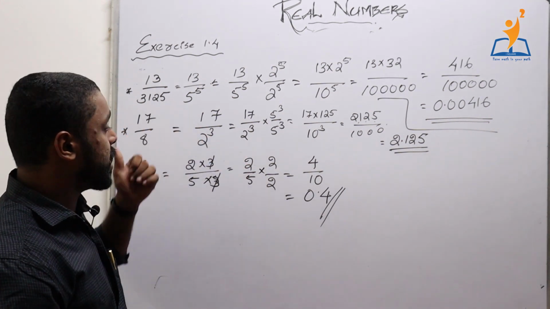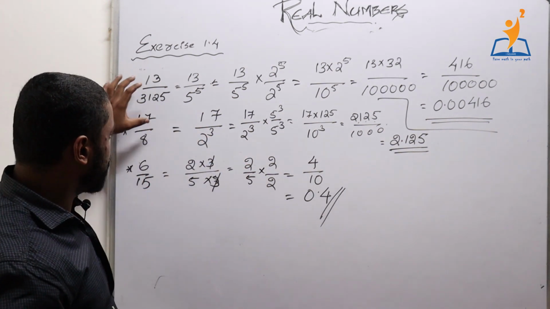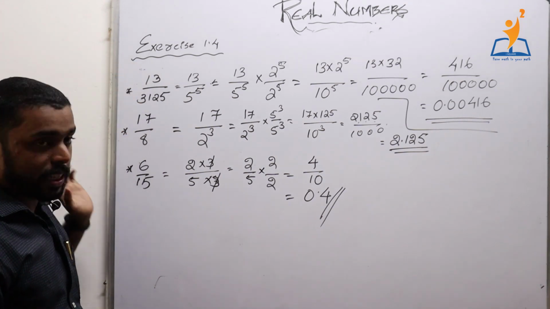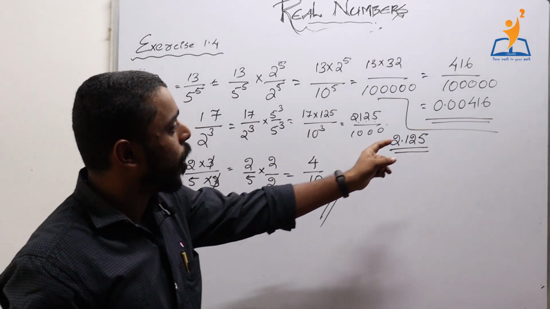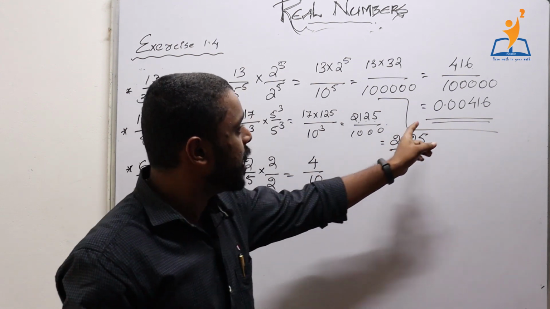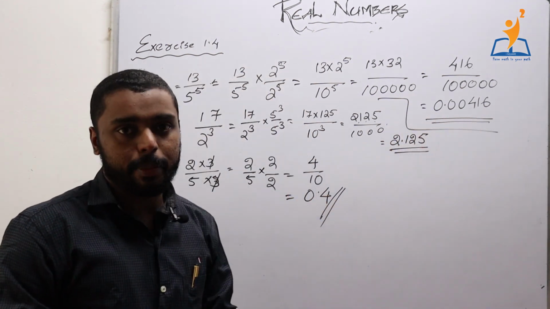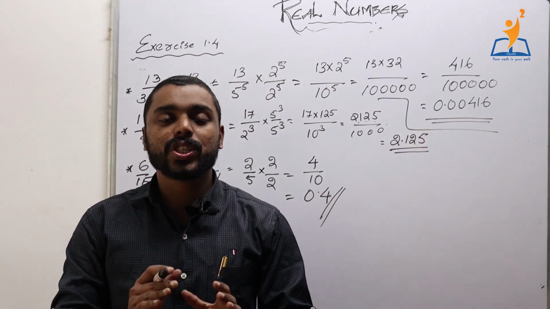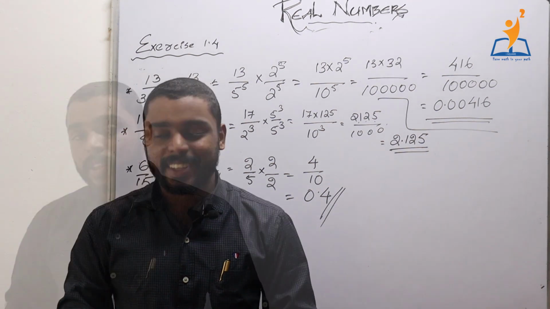Recollect that in the first exercise we proved that the decimal expansion of all these numbers will be terminating, and in this example we found out those decimal expansions. See, all the decimal expansions terminate. It's clear. Now we shall move to the next question.